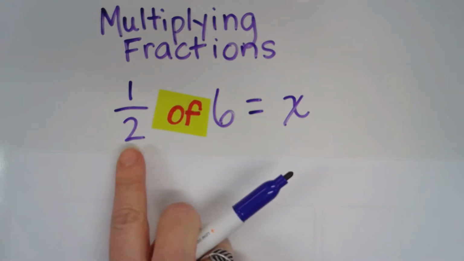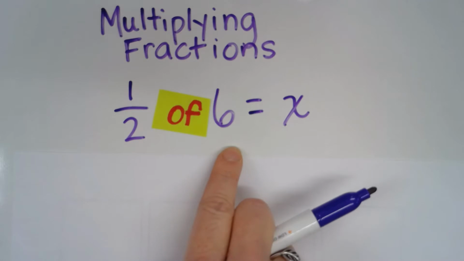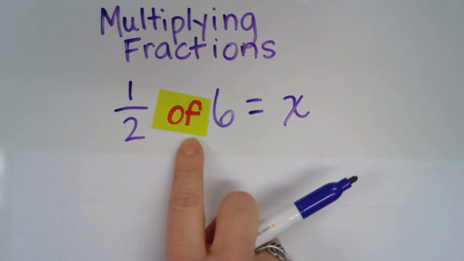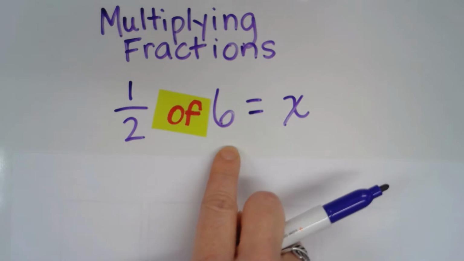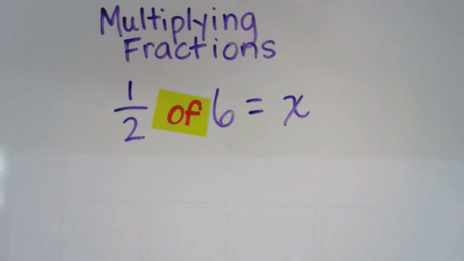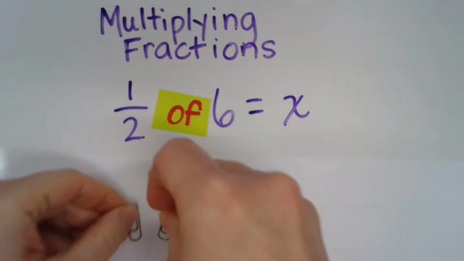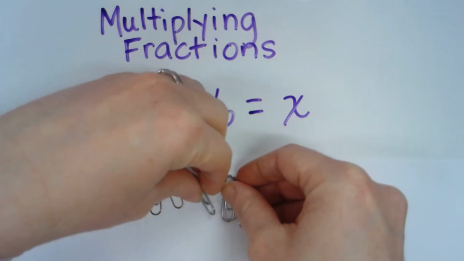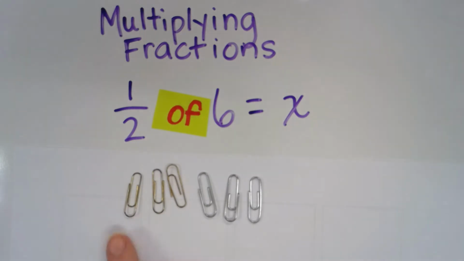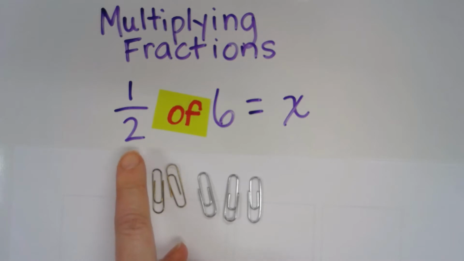I originally said this was 1/2 times 6. Now that we've plugged in this key word, 1/2 of 6, we might be able to think a little bit more clearly about what is happening when we multiply fractions. Let's start with an example with paper clips. So here you can see I have 6 paper clips, 1, 2, 3, 4, 5, 6 paper clips. This is asking me, what is 1/2 of 6?